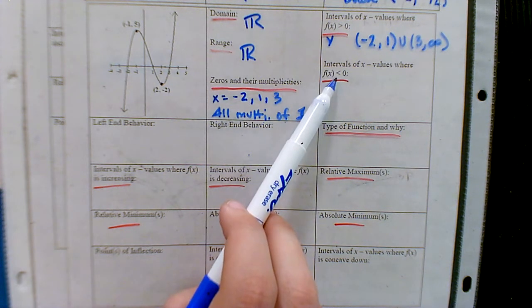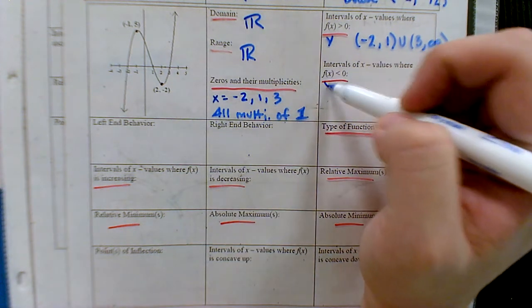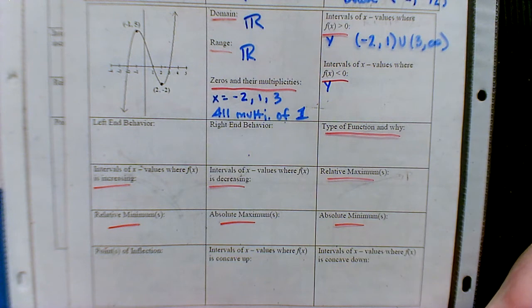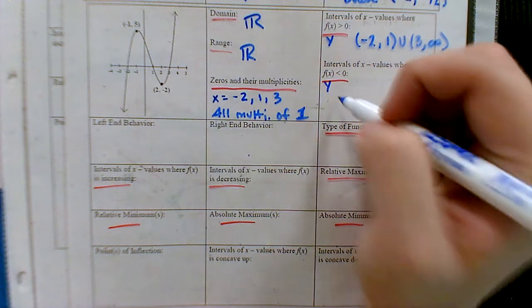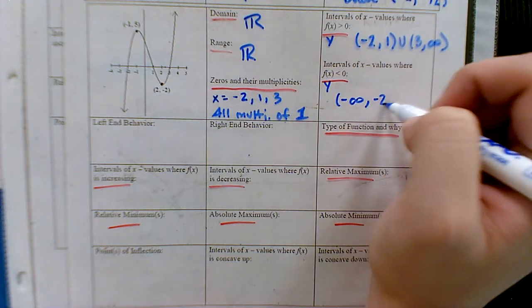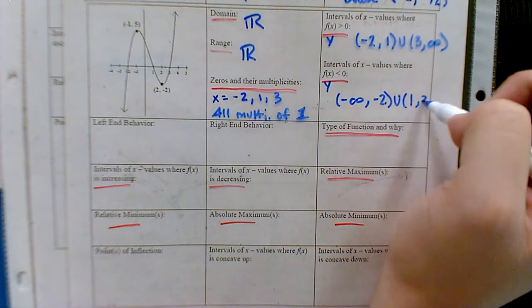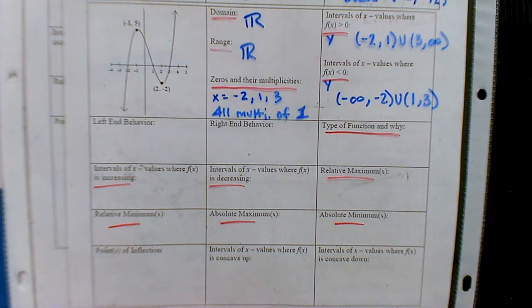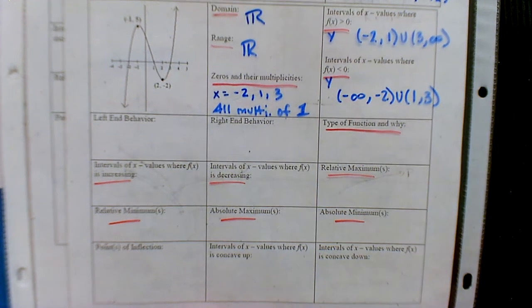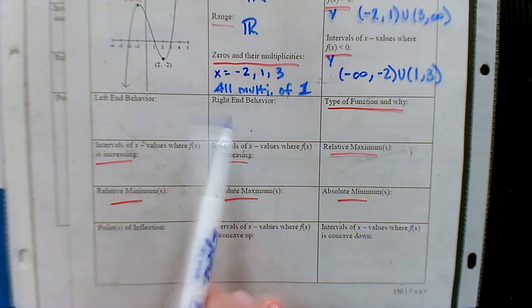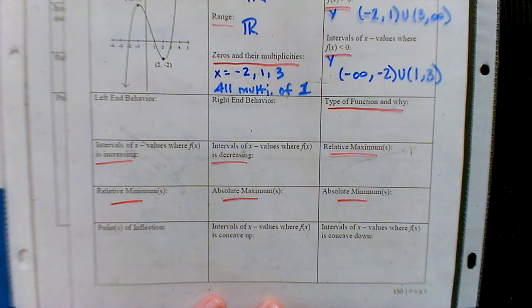What about if f of x is less than 0? So kind of the reverse idea. Where's the graph below the x-axis? What did you label for those sections? Good, Dylan? Negative infinity and -2. Okay. 1 to 3. So far, so good. How we doing? All right, let's keep going. We'll talk about left and right end behavior in a second.